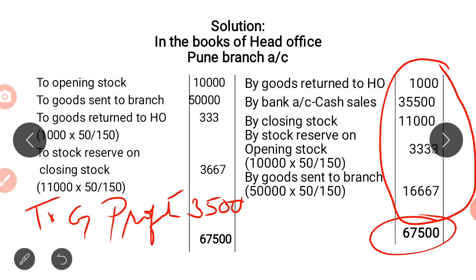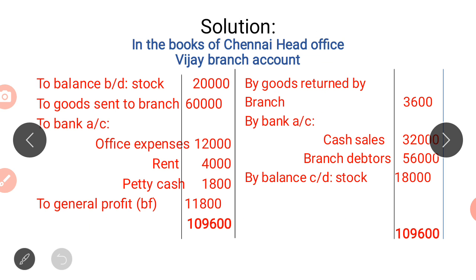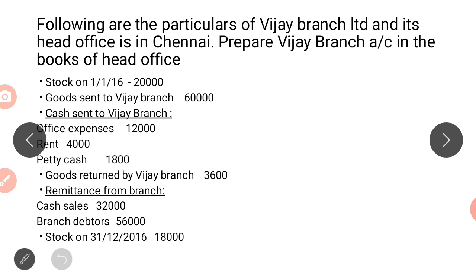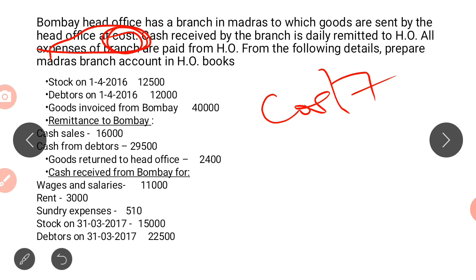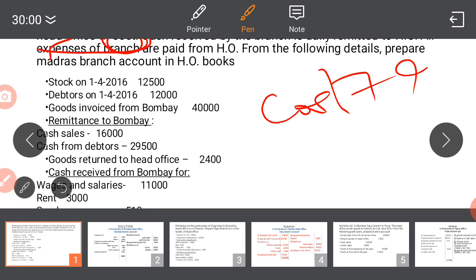Before calculating the profit, we have to see whether we have any stock reserve. How can we find whether we have to calculate the stock reserve? See, in the previous problem, if I show you, here they have just simply said particulars of Vijay Branch Limited and the head office Chennai. Nothing they have mentioned here. In the previous problem also, they said goods sent by head office at cost. Only at cost they have said. They have not said anything related to cost plus something.